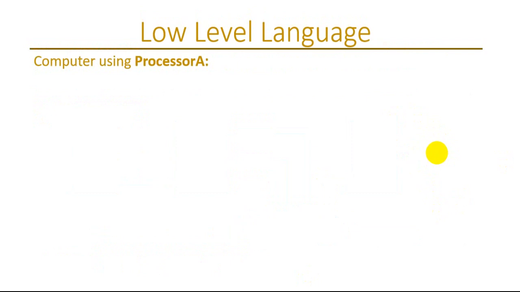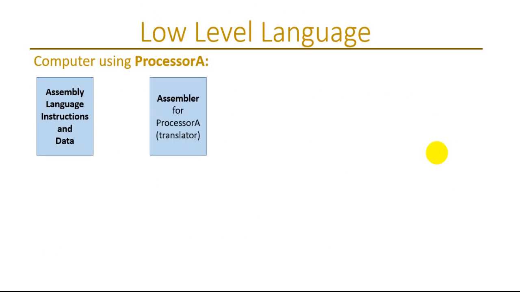Okay, so let's see another example. This time we are going to compare both the processors. Assembly language instructions in processor A, assembler for processor A, and we are doing add 4 5.